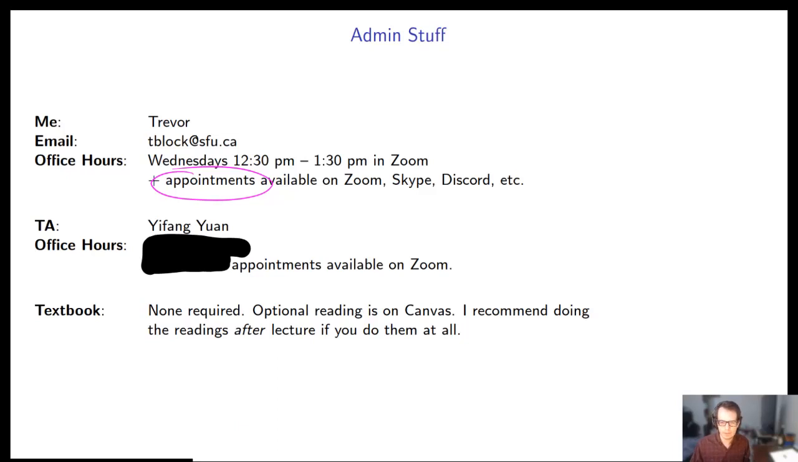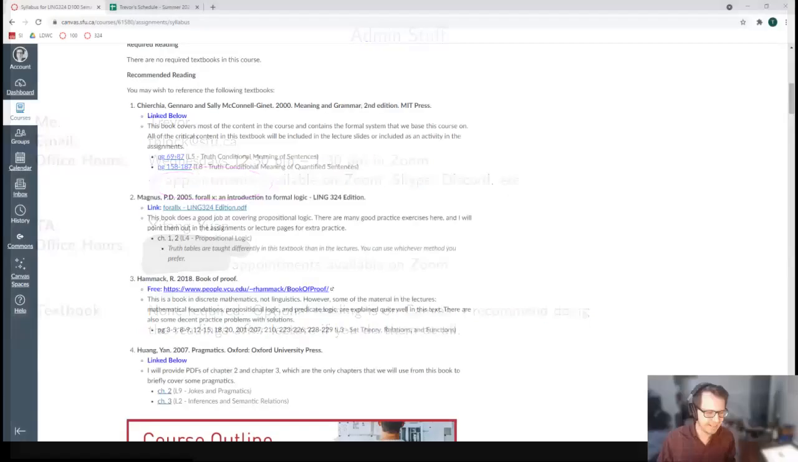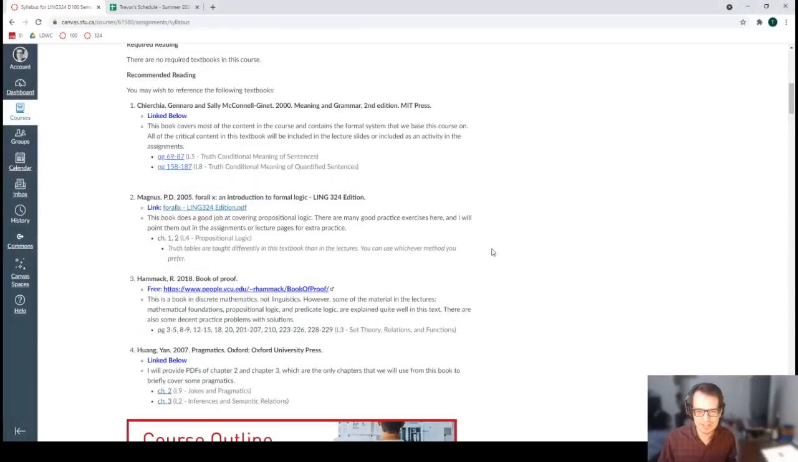There's no textbook for the course. Let me go back to the Canvas page again. But there are some recommended readings. This is a Q course. It's notation heavy. It's a little bit mathematics heavy.